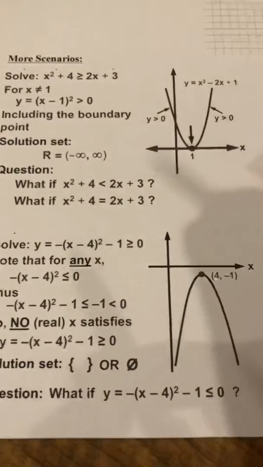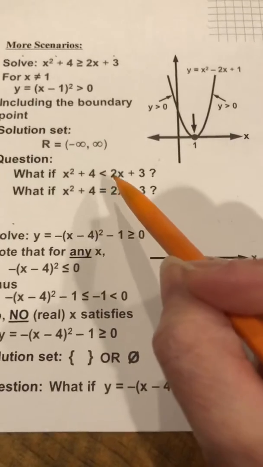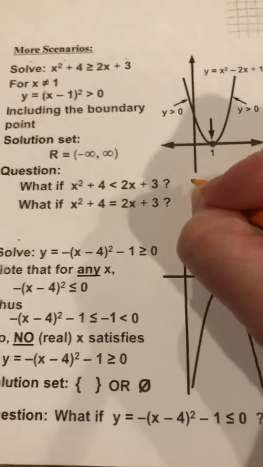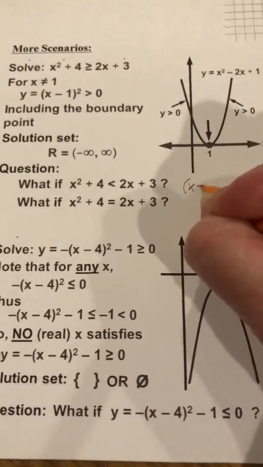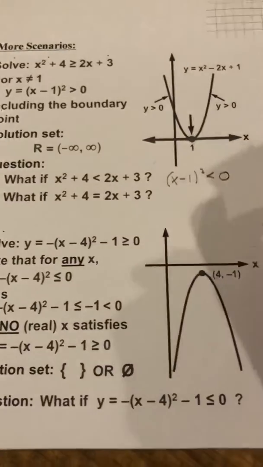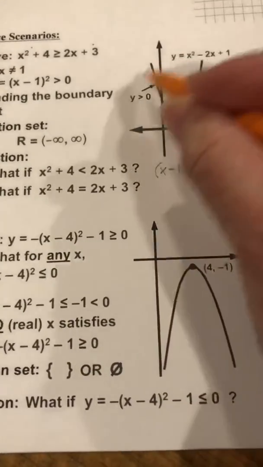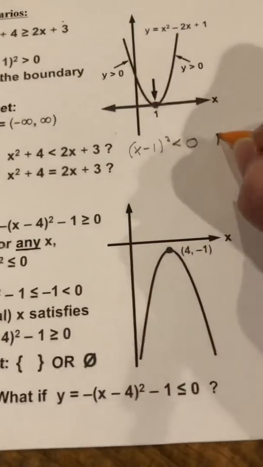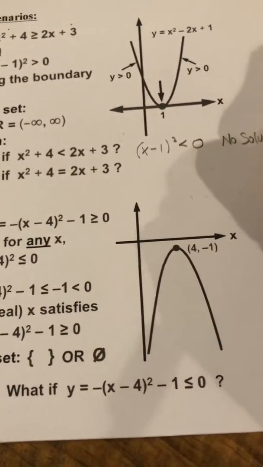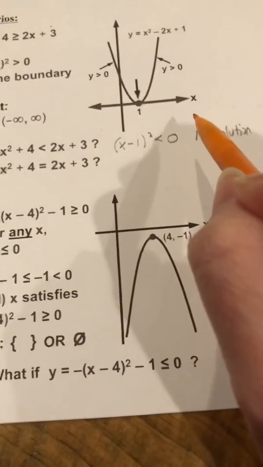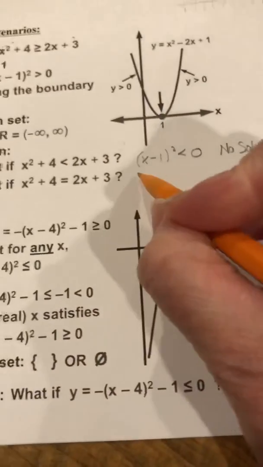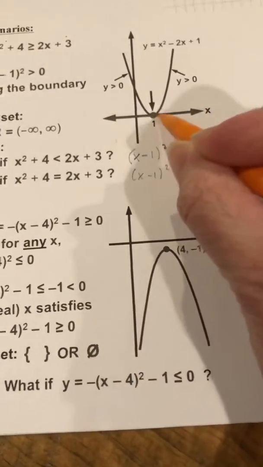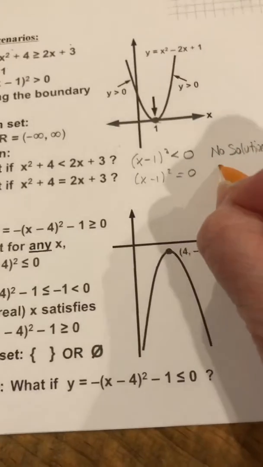Now, what happens if the original inequality was different? What if it was less than 2x plus 3? Well, when I set that equal to 0, I'd get x minus 1 squared is less than 0. So if you look at this graph here, where are the values less than 0? So where would they be over here? Nowhere. So it would be no solution because there are no values in this quadratic that are going to be less than 0. If we did the other one, where is it equal to 0? Well, where is it equal to 0? In that one spot where it would be actually +1.